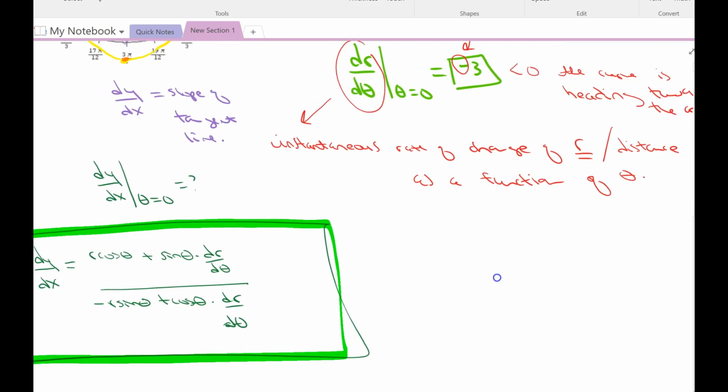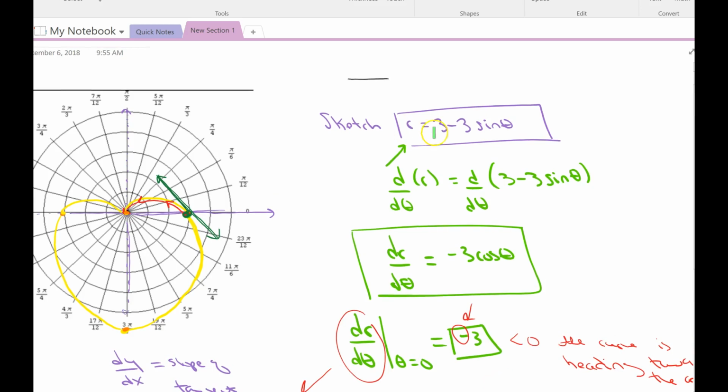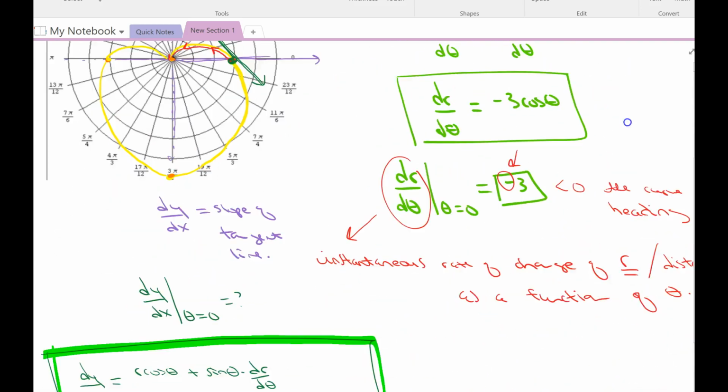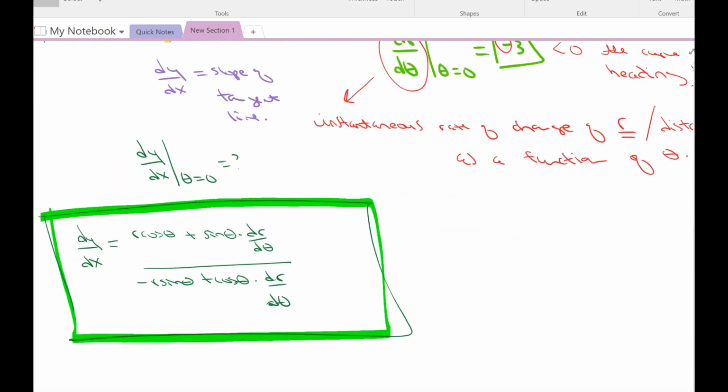So let's go over here. What is dy/dx at theta equals 0 for this curve where r equals 3 minus 3 sine theta? Let's just find all the things we need. If r equals 3 minus 3 sine theta, dr/d theta is going to equal negative 3 cos theta.